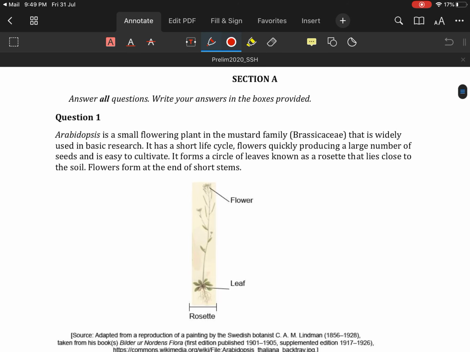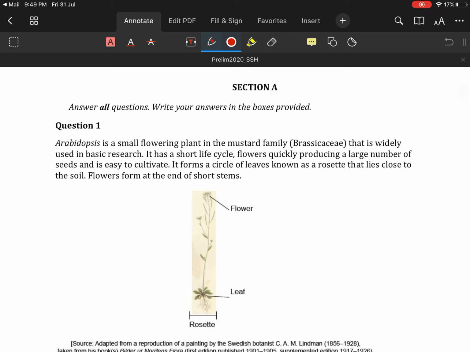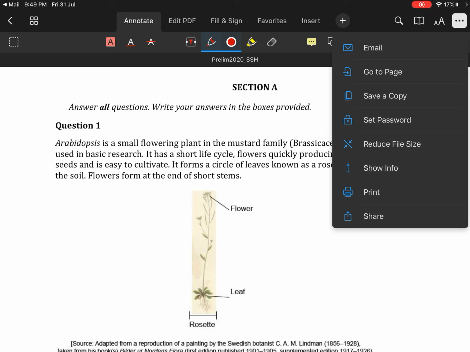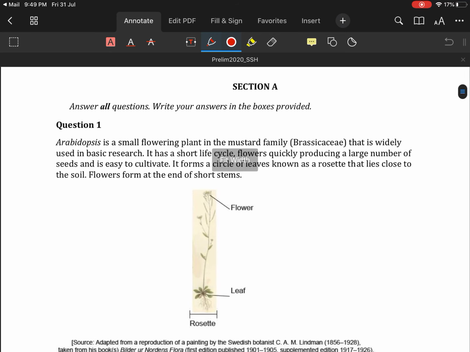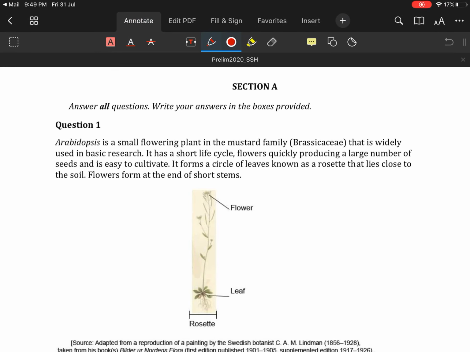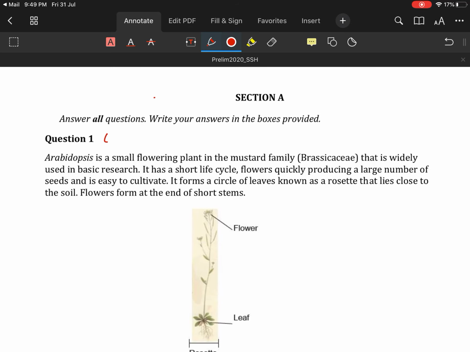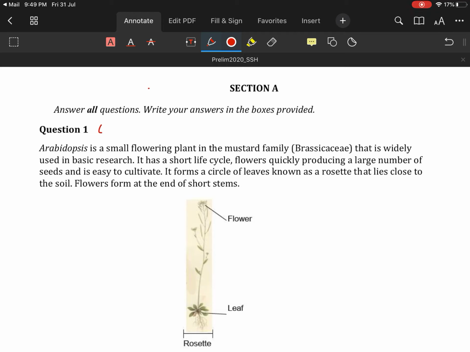Okay, today we are going to discuss the data response question from IB paper May 2018, time zone 2.